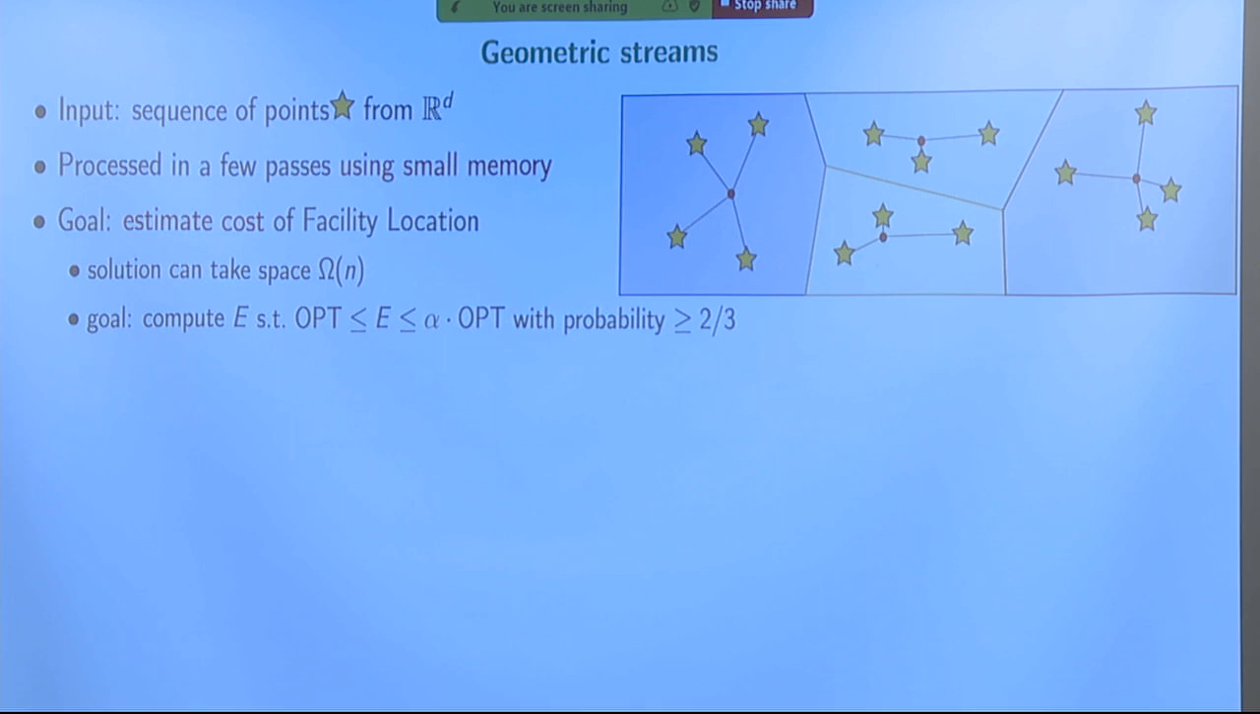The first observation is that we cannot really compute the full solution, because it can have n-half facilities or something, and storing the solution is out of space. So we're just interested in estimating the cost. It basically says how well clusterable the instance is. So we would like to compute an estimate that's a constant factor approximation with high probability.